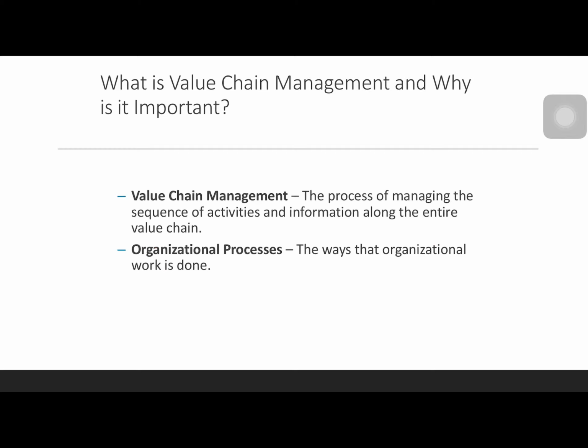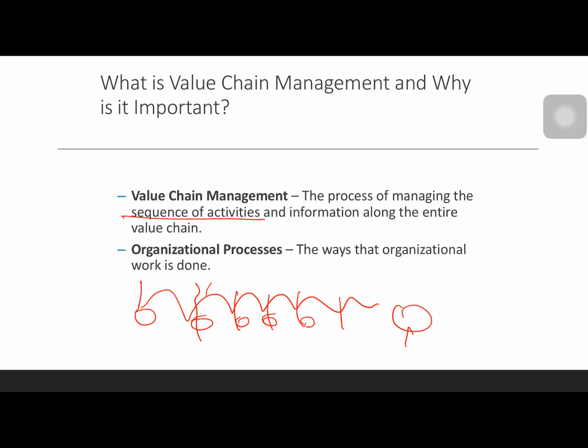So value chain management, the definitions have been provided. The process of managing the sequence of activities and information along the entire value chain. You will be discussing the value chain in a different module called supply chain. So we are not going to touch value chain in this module, but you should know value chain is about from input item until output item, how organization can improve the goods or services at each point.